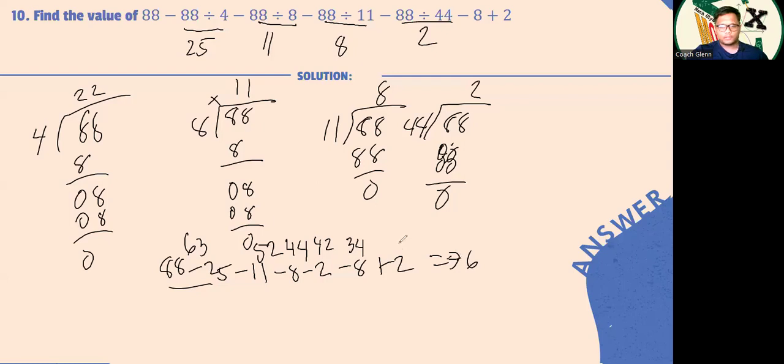Okay, let's check if we got it right. Wait, let me double check. 88 minus 25 is 63. 63 minus 11, that's 52. 52 minus 8 is 44. 44 minus 2 is 42. 42 plus 2 is 44. The answer here should be 44. Okay, the previous one was wrong, so the final answer should be 44.